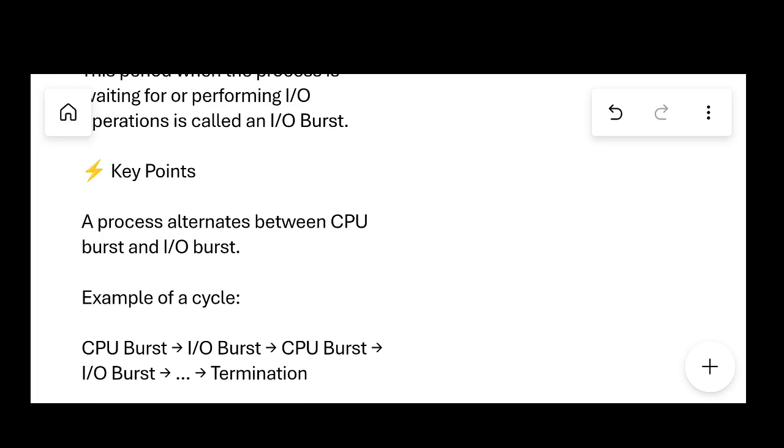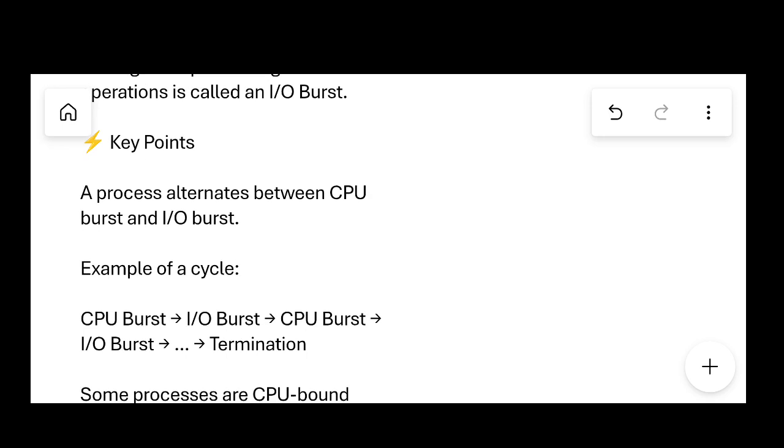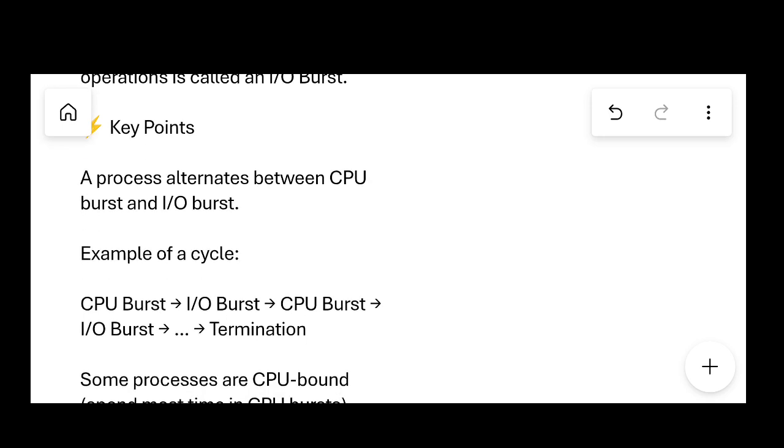Basically a process never uses only CPU or only IO. So it always alternates between CPU burst and IO burst. The cycle looks like this: first is CPU burst, then IO burst, then CPU burst, then IO burst until the process finishes.